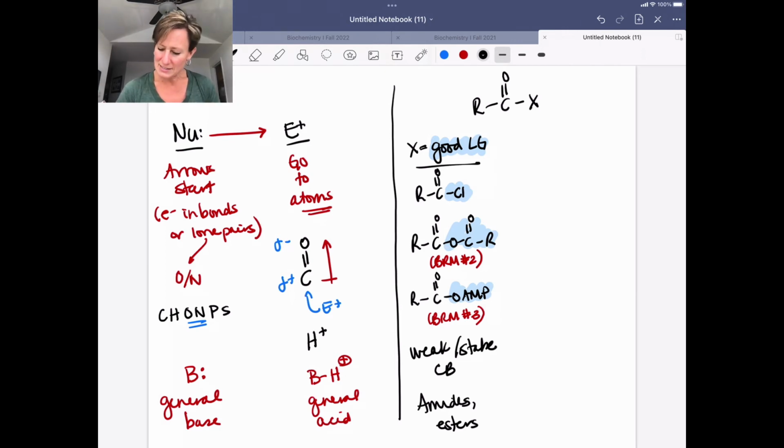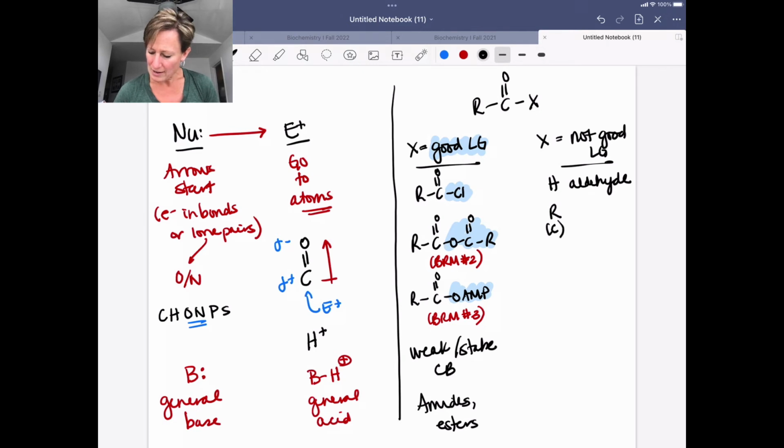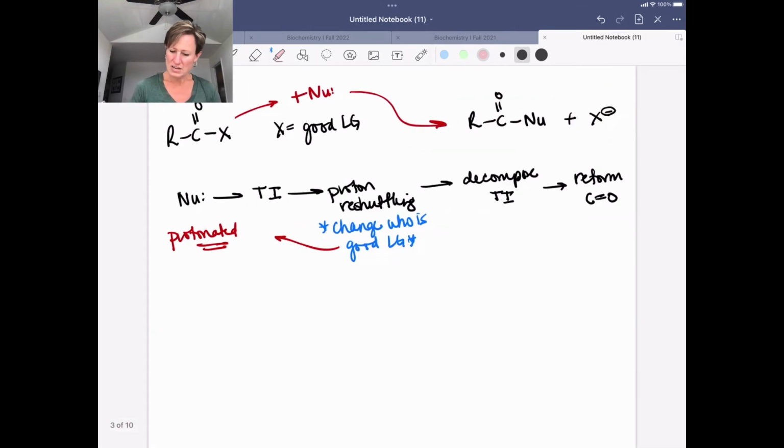Okay, the last little piece is to highlight, well, what if X is not a good leaving group? And basically that's going to be when X is either hydrogen, when we have aldehydes, or an R group, a carbon atom, when we have ketones. And so when X is not a good leaving group, again being hydrogen or an alkyl group, here's kind of what we see. And that's what reaction mechanisms 4, 5, 6, and 7 were all about. So let's come over here and let's draw those parallels. So when we've got our X group is equal to not a good leaving group.